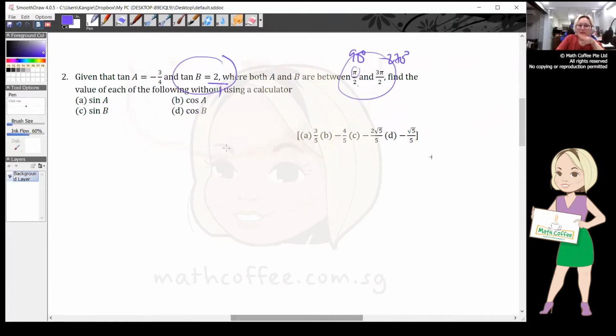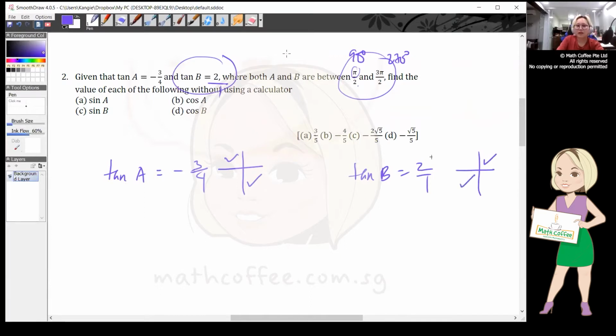I'm not going to complete this question. I'm just going to go through the quadrants. Tangent negative, we know, is talking about the second and fourth quadrant. Then tangent B equals 2 over 1 is positive, so we are talking about the first and third quadrant. Then they tell us that A and B are between 90 and 270. So this one is out already, right? Because this is more than 270. Then over here again is 90, so this is less than 90. This is out again. So in this question, my angle A falls in the second quadrant and my angle B falls in the third quadrant. You understand?